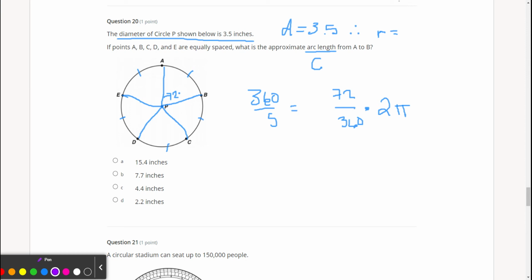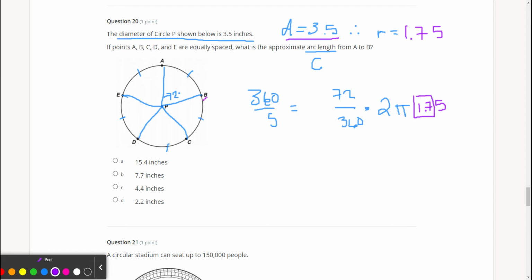What's that one that did presents? That's enough. It's missing something. What's it missing? The radius. What is the radius? If the diameter is 3.5, what's the radius? Thank you, Kaylani.